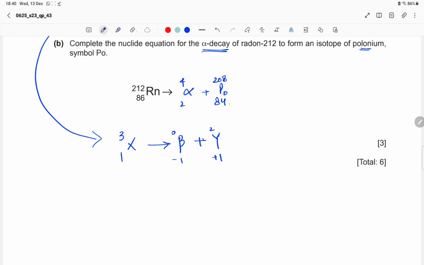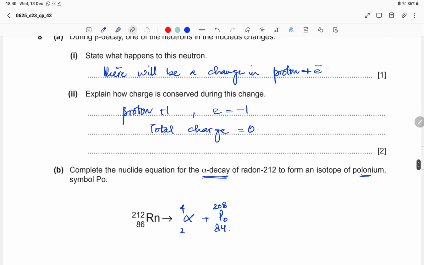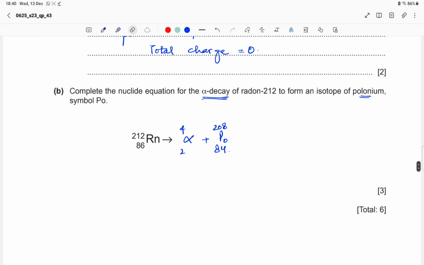Just forget it. I'll share this with you in my next video. At the moment, you just write this. Proton is +1, electron is -1, and the total charge is going to be this.